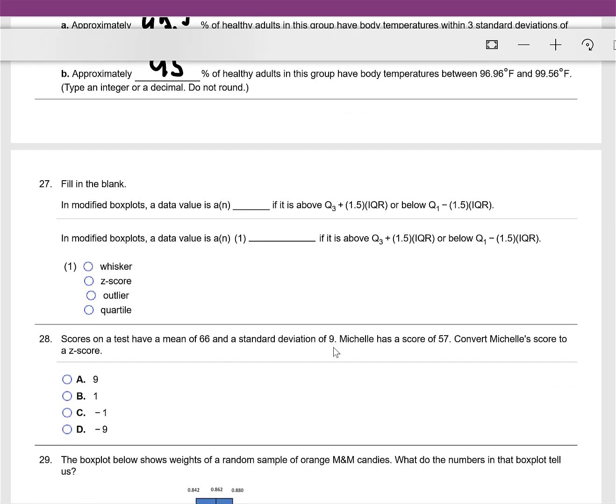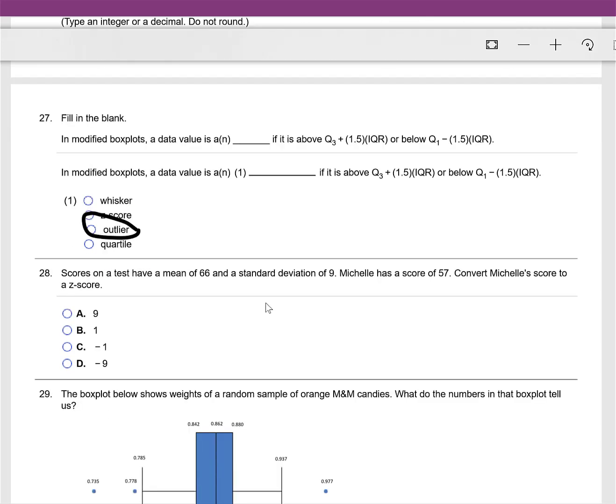In modified box plots, a data value is a blank if it is above the 3rd quartile plus 1.5 times the IQR, or below the 1st quartile minus 1.5 times the IQR. And that's going to be identified as an outlier.